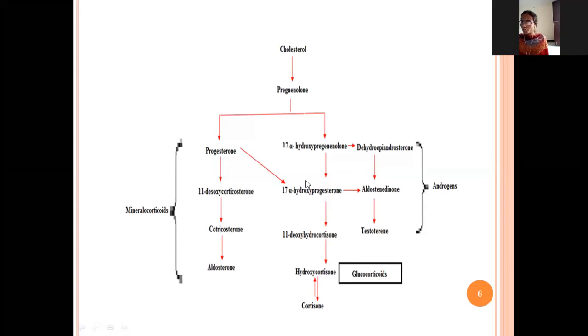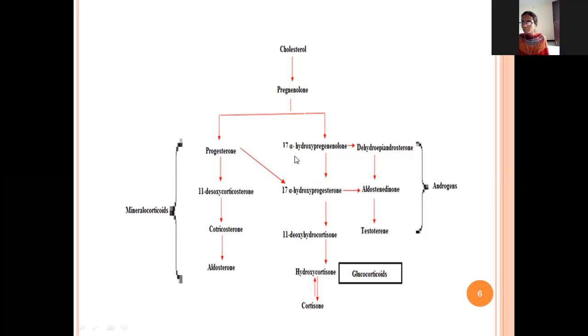So I will repeat it again. When the cholesterol is converted to pregnenolone, this pregnenolone is divided into two, that is progesterone and 17 alpha hydroxypregnenolone. This progesterone is converted into 11 desoxycorticosterone and also 17 alpha hydroxyprogesterone, and this 11 desoxycorticosterone is converted into corticosterone, and this corticosterone is converted into aldosterone.